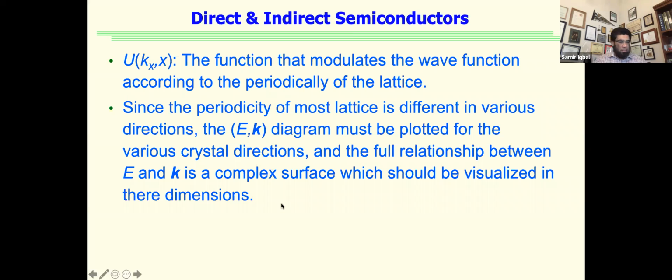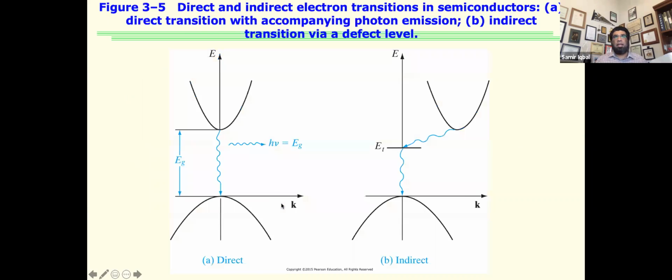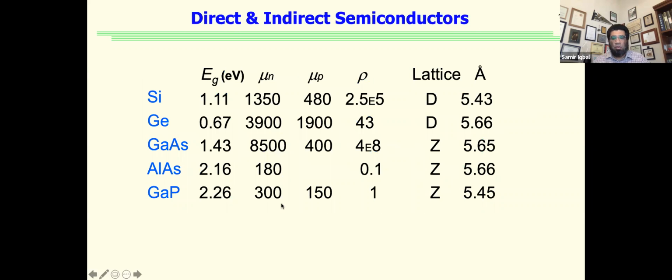All right, so let's continue on direct and indirect semiconductors. If you look at basic semiconductor materials, some of them are direct, like it is showing here, and some of them are indirect. This is talking about diamond and zinc blende. So let me clean this.